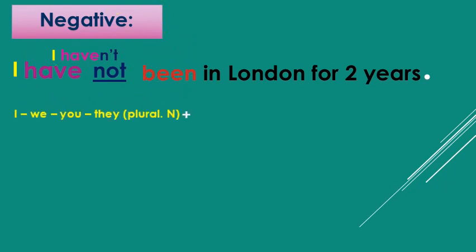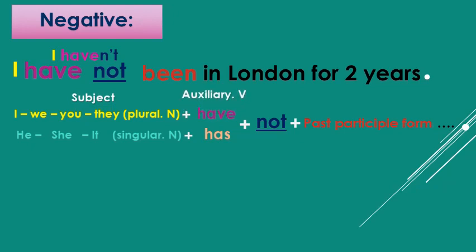So here we have I, we, you, they, or any plural noun plus have, or he, she, it, or any singular noun ضمائر المفرد أو أي اسم مفرد plus has plus not. Then we add the past participle form and full stop. So subject, auxiliary verb, not, and the main verb.